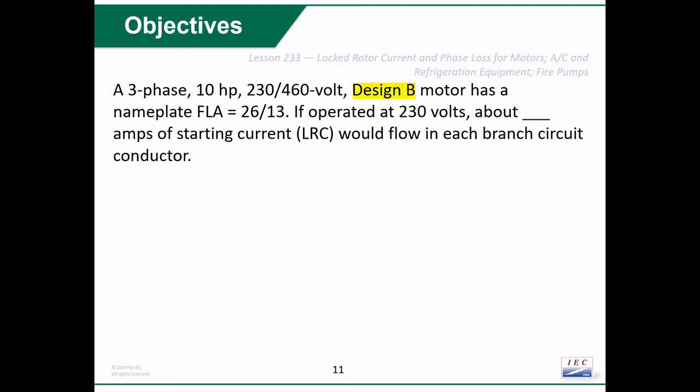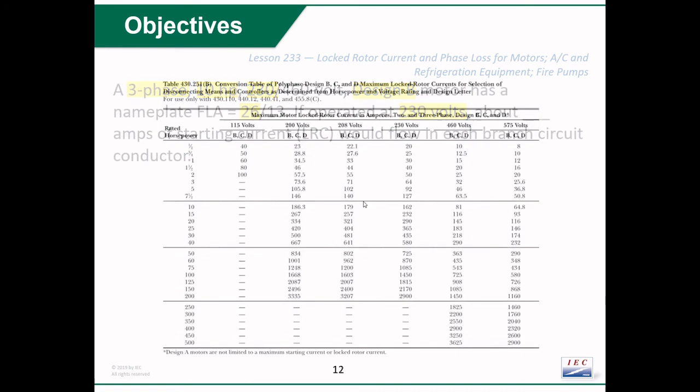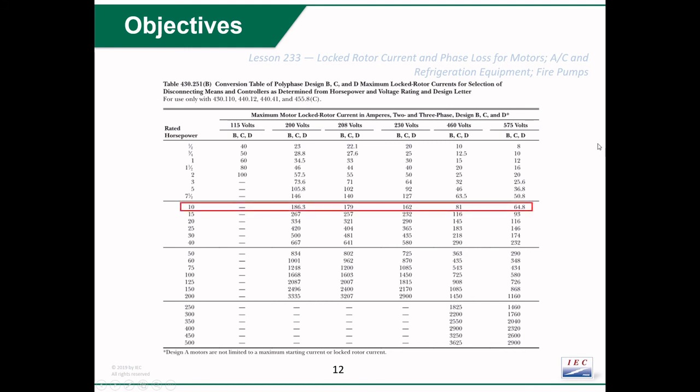We need to know a few things. First of all, it's a design B motor. It's a 3-phase motor, 10 horsepower. We're going to run it at 230 volts, so therefore it's a 230 volt motor in this case, and because of that it'll be a full load amp rating of 26. So let's go over again, since this is a NEMA design letter, we're going to use table 430.251 to find this value. We did say it was a 10 horsepower, we did say it was 230 volts, so naturally that leaves us to select this 162 amps for our value.